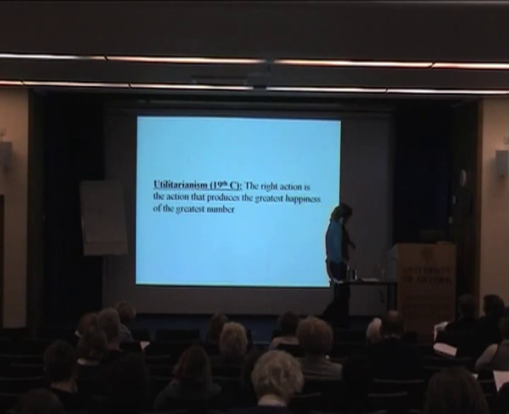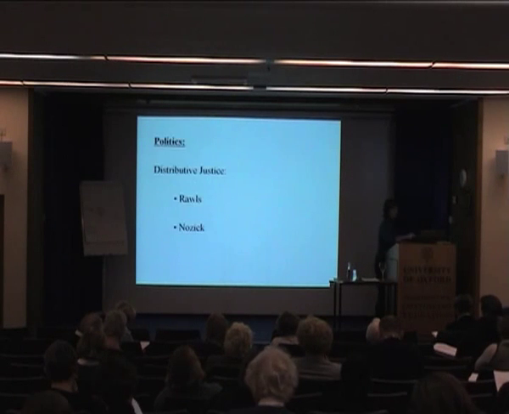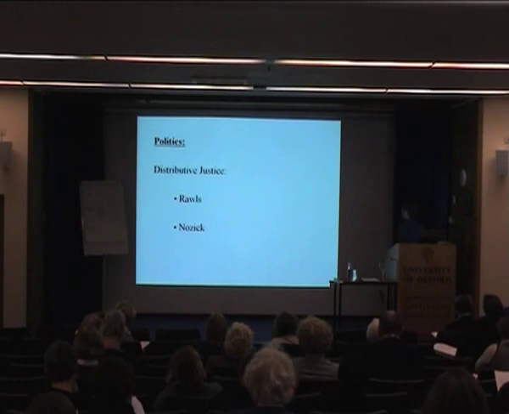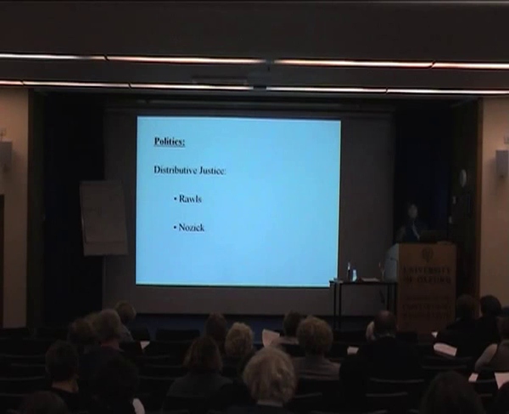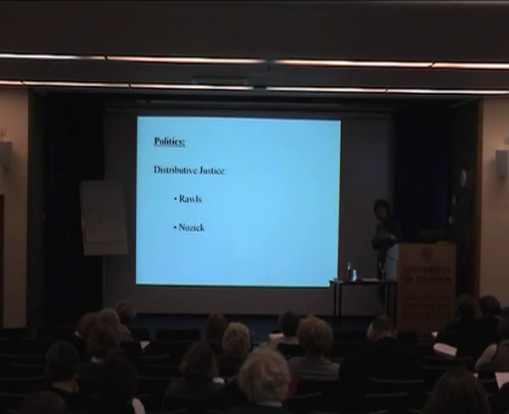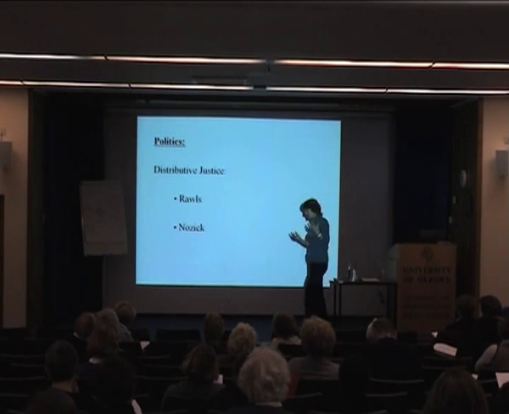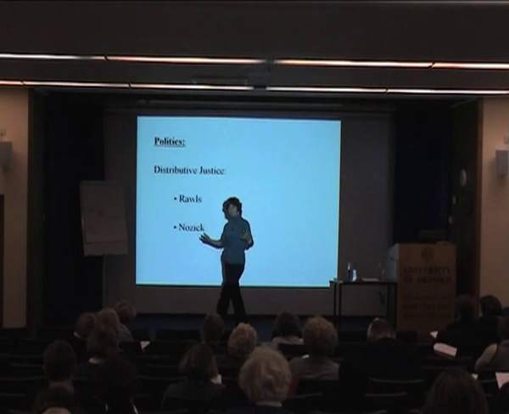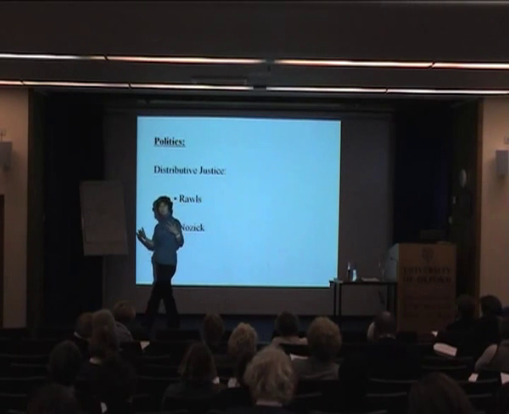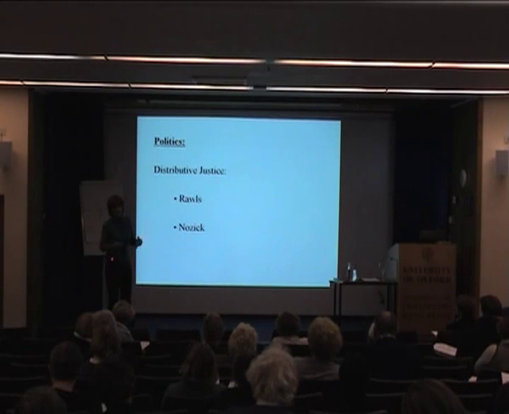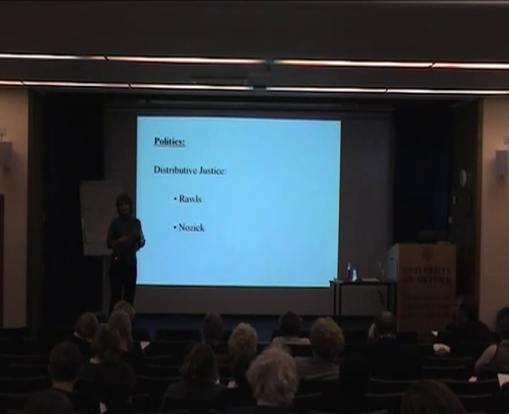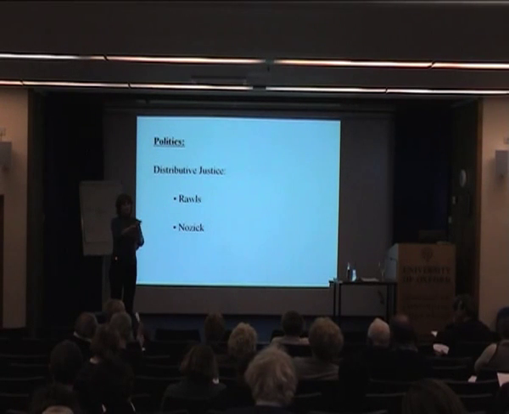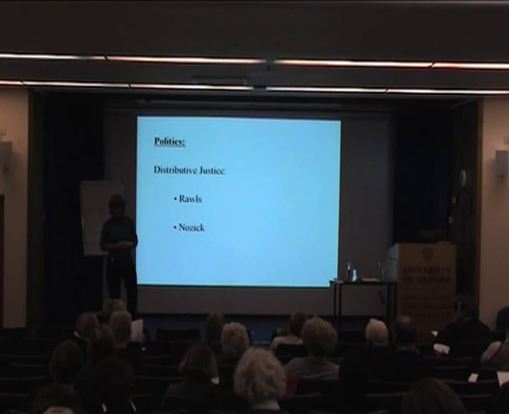Okay, moving on to politics. I'm going to talk about just one political issue, because it's quite nice and central: the issue of distributive justice. How do we distribute the goods of society in such a way as to do it justly, fairly? In this country, we have an income tax regime. We also have a benefits regime. We redistribute wealth in various ways.